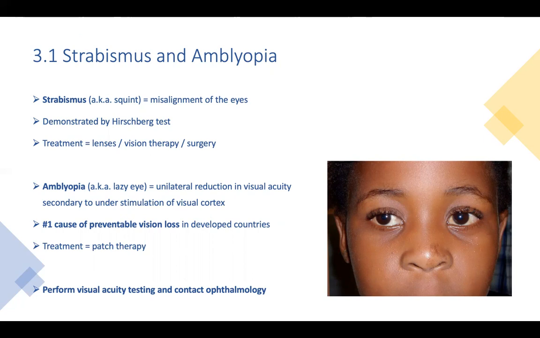Amblyopia is the number one cause of preventable vision loss in developed countries, and treatment is often just patch therapy. If you suspect either of these pathologies, you should perform visual acuity testing monocularly in each eye and binocularly, then contact ophthalmology.